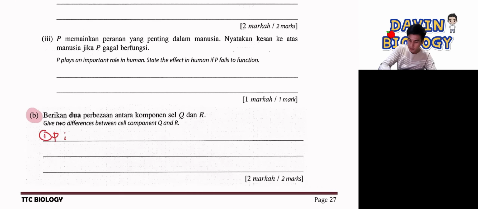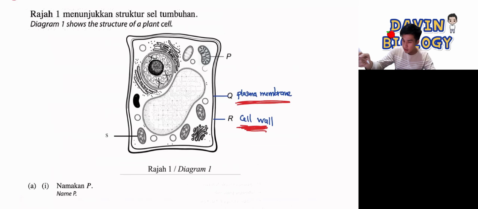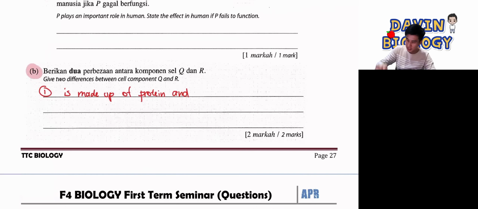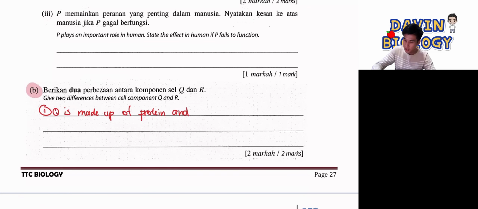Exactly. So P is made up of protein and is it P? No, it's Q. What is P? Q is made up of protein and phospholipid. R is made up of cellulose.